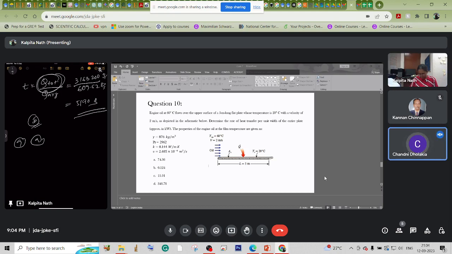Ma'am, can you repeat again? For laminar flow, the average Nusselt's number is twice the local Nusselt's number, right? So the local Nusselt's number 956.45 into 2 is 1912. It will be 1912. Proceed further.